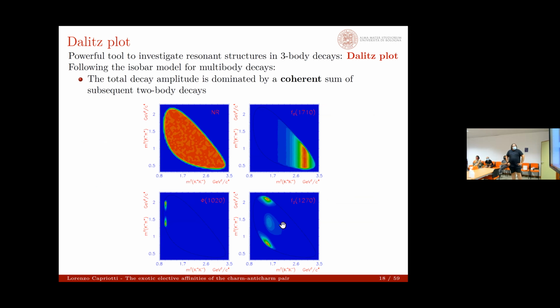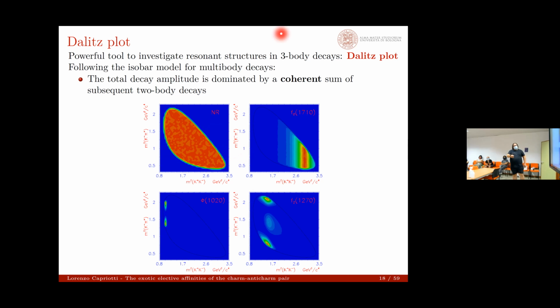Then this is something that we use all the time to study this. It's called the Dalitz plot. I suppose many of you know what it is, but in case you don't, I'll just tell you again. This is a powerful tool to investigate 3-body decays, where you just plot the squared mass of two particles here, and the squared mass of the other two particles here. This basically exploits the fact that the total decay amplitude is dominated by a coherent sum of subsequent two-body decays. And in this case, you can actually see the intermediate resonances.